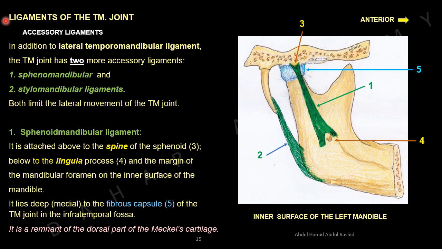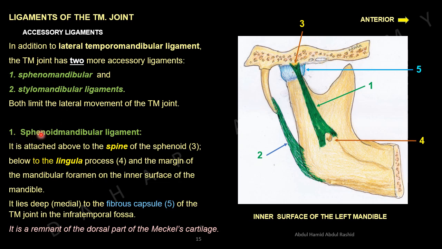Ligaments of the temporomandibular joint. Accessory ligaments. In addition to the lateral temporomandibular ligament, which we have stated earlier, the temporomandibular joint has two more accessory ligaments. They are number 1, the sphenomandibular ligament, and number 2, the stylomandibular ligament. Both limit the lateral movement of the temporomandibular joint.